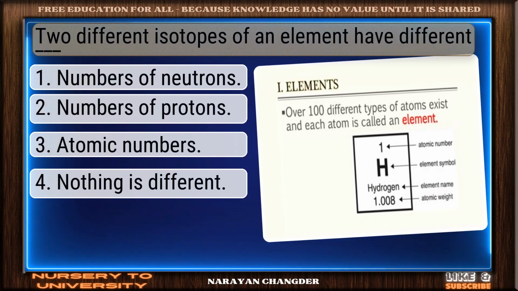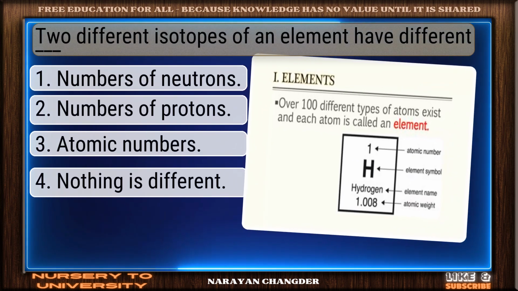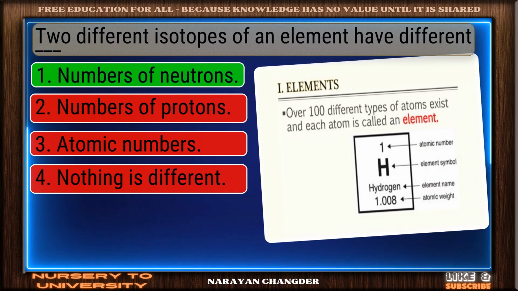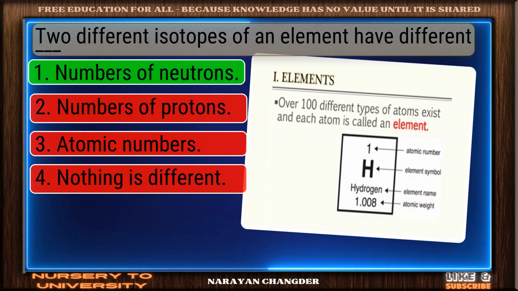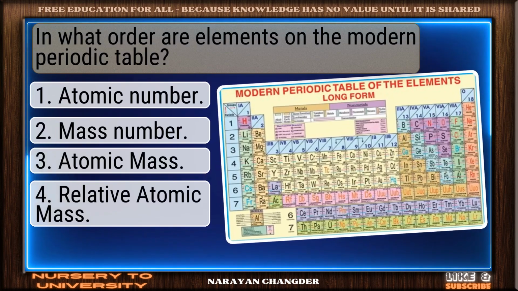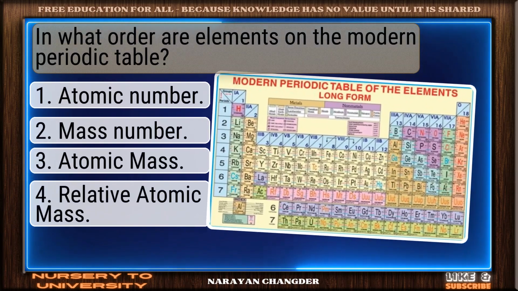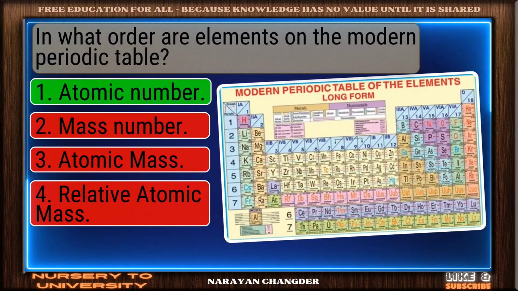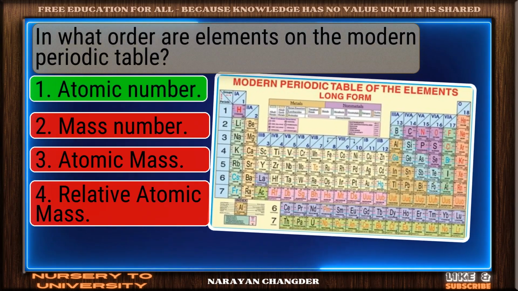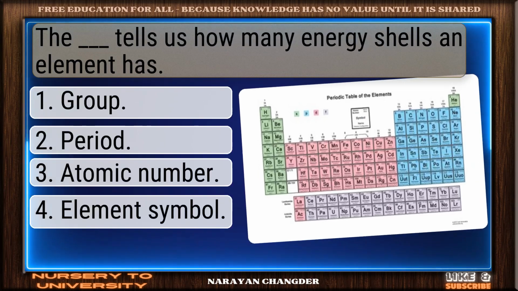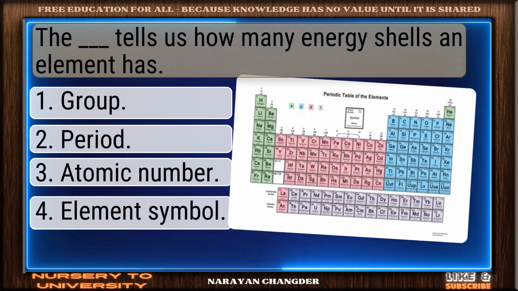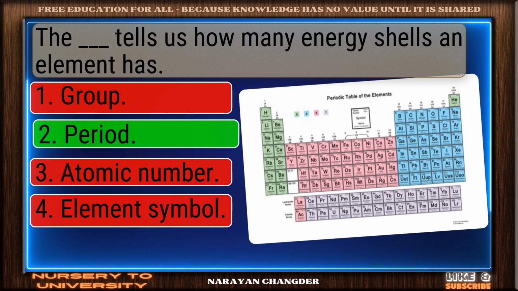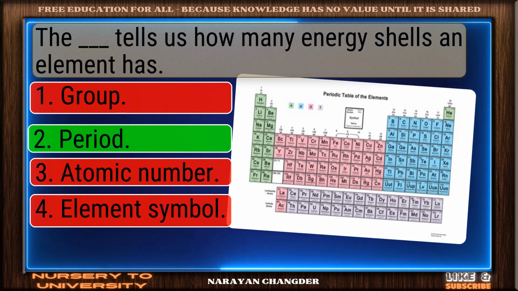Two different isotopes of an element have different dash. Perfect. Numbers of neutrons is the correct choice. In what order are elements on the modern periodic table? Nicely done. Atomic number is a solid answer. The dash tells us how many energy shells an element has. Nice work. You chose period, and it is correct.